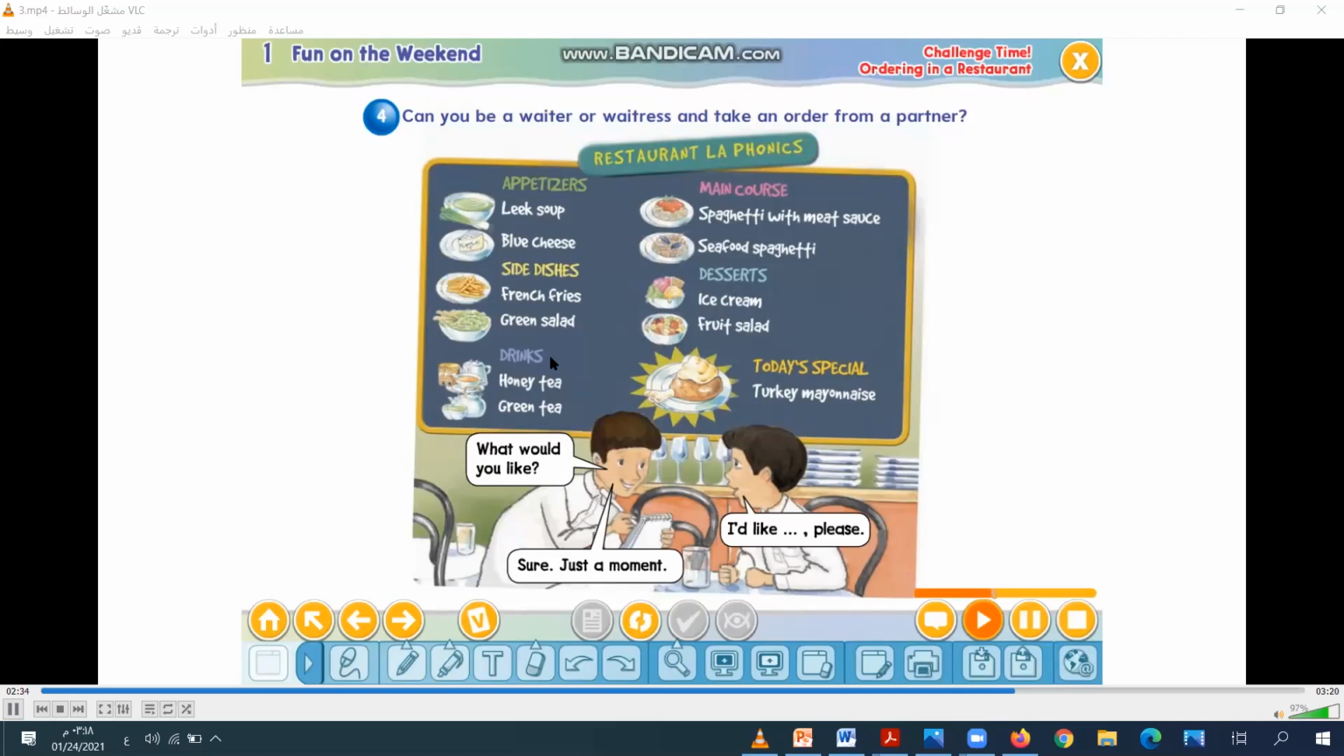Drinks: honey tea, green tea. Today's special: turkey mayonnaise. Now make pairs. One partner is the waiter or waitress, and the other is the customer.